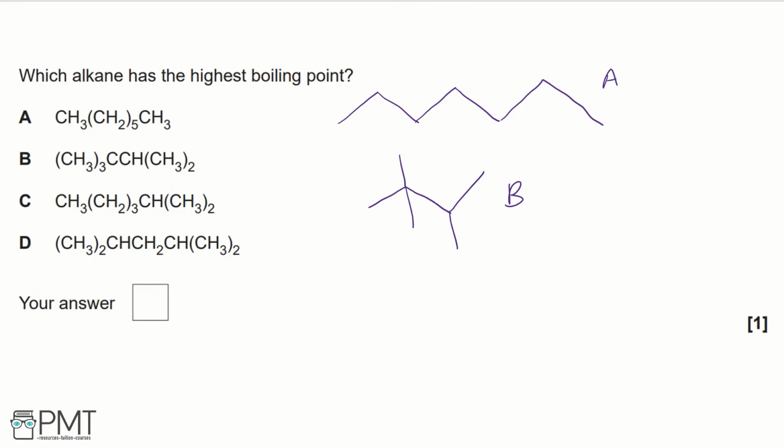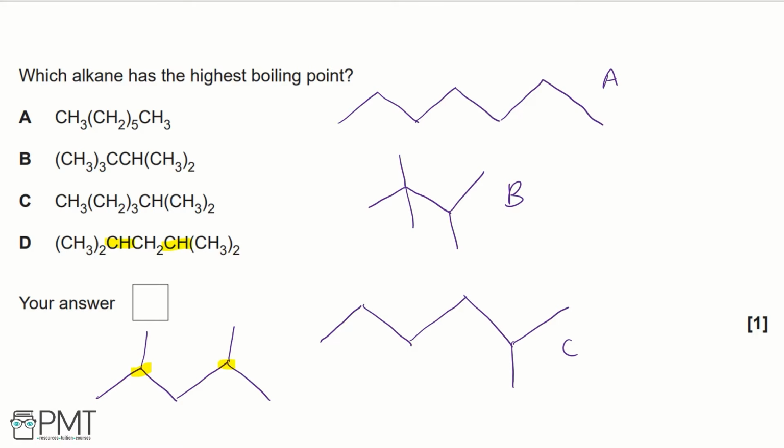Then for C, we have a straight chain for most except the end. So we have our CH3 attached to our CH2, another CH2, and then we're going to have our CH3s coming off the side. So this is C. And then for D, we would have mostly a straight chain, but we have 2 CH3 groups that make our CHs here, because these CHs are these carbons on our skeletal diagram.